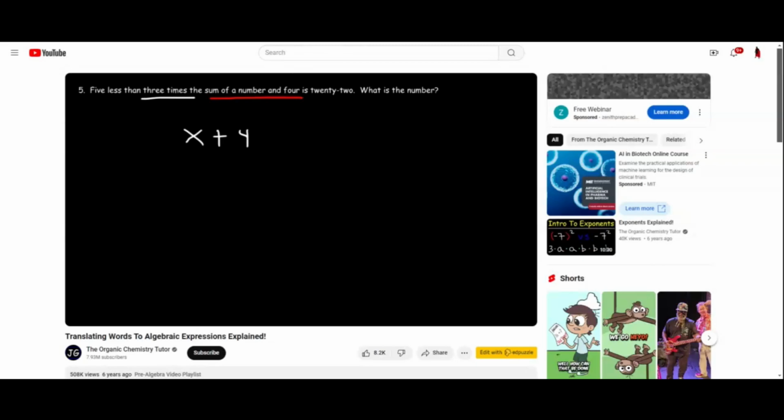And then we have the expression 3 times the sum of a number and 4. So this is going to be 3 times x plus 4. So we're going to put the 3 outside and enclose the x plus 4 within parentheses. And then we have the expression 5 less than all of that. So we could put minus 5. And all of this is or equals 22. So this is the equation that we now have. Let's go ahead and solve it.